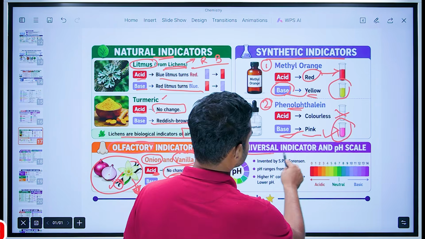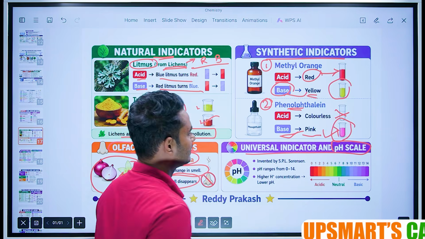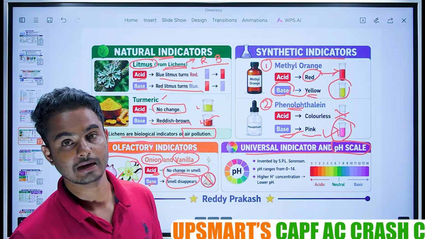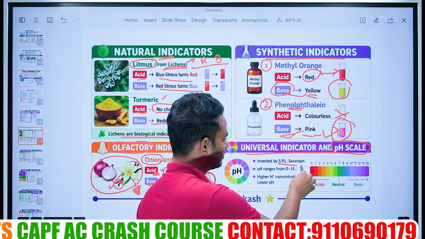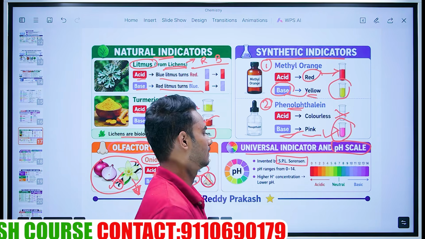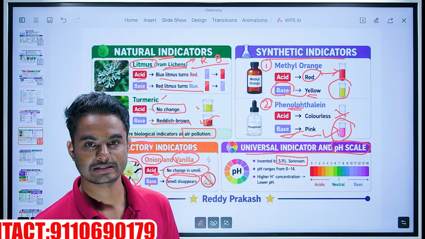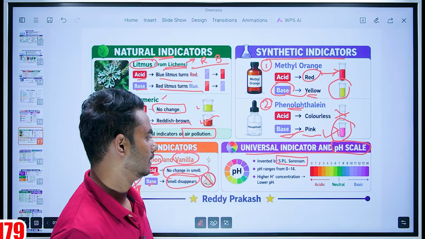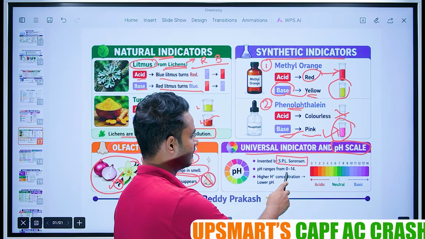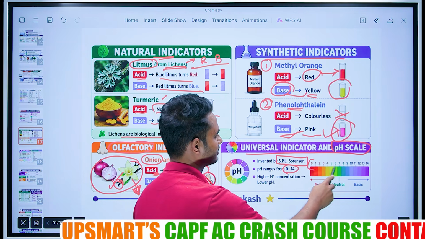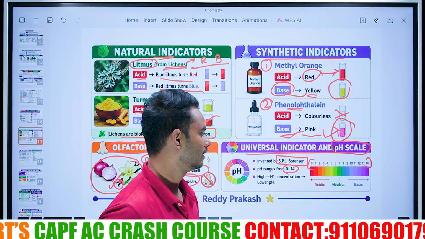Sir, what are universal indicators, sir? It is named after the pH scale. What is pH, sir? pH was invented by S.P.L. Sorensen. Sorensen invented the pH scale. pH ranges from 0 to 14. I'll explain this. pH ranges from 0 to 14.